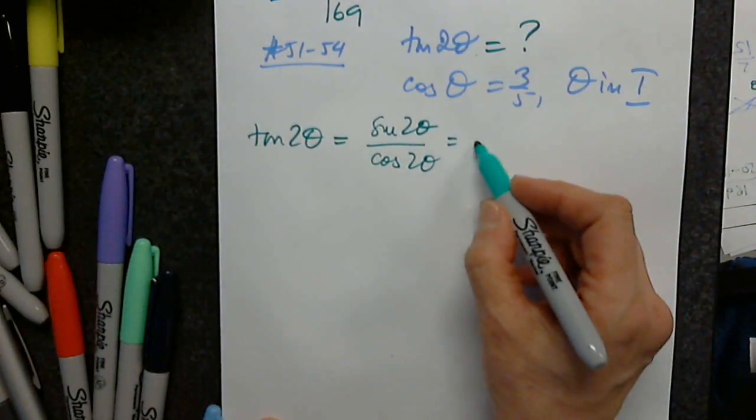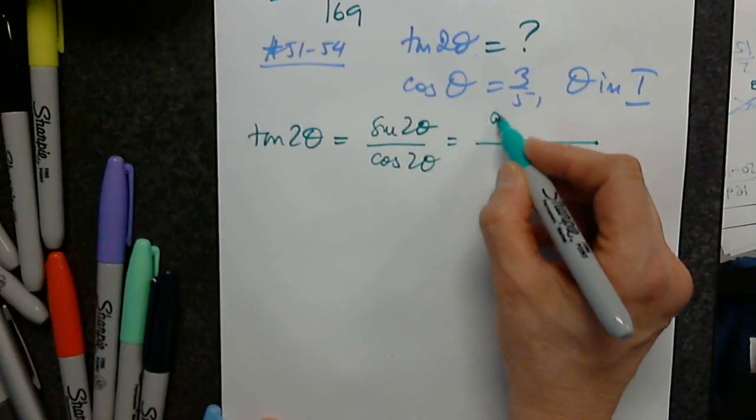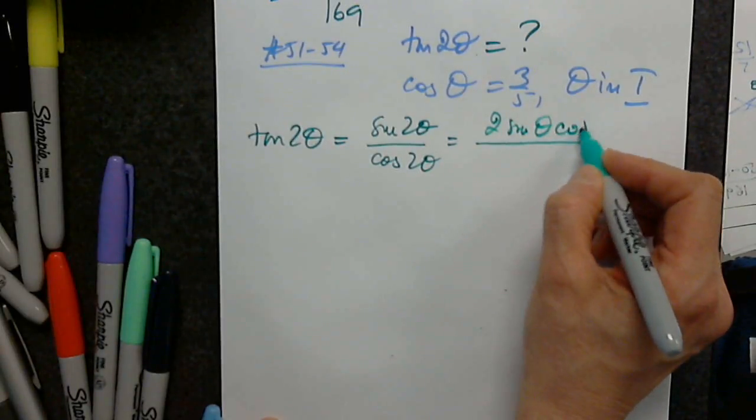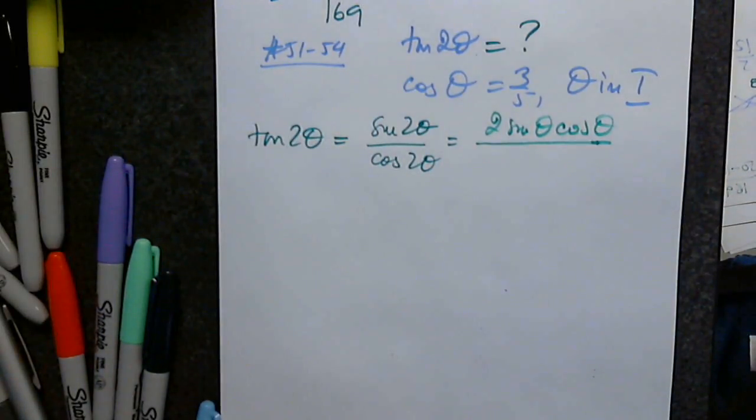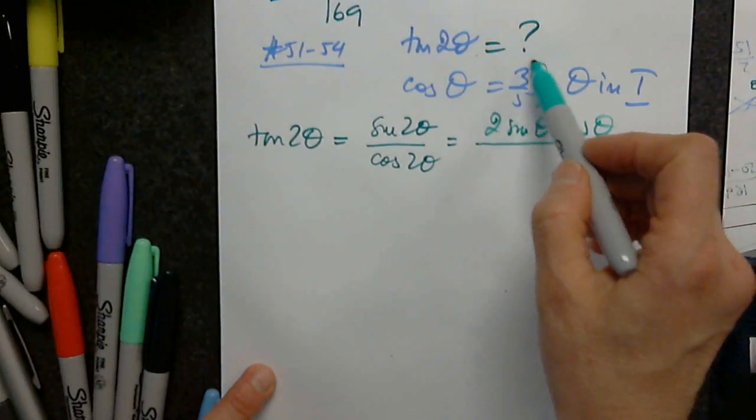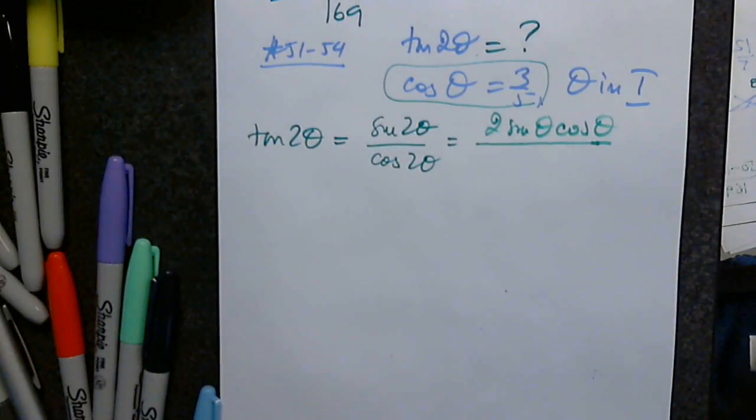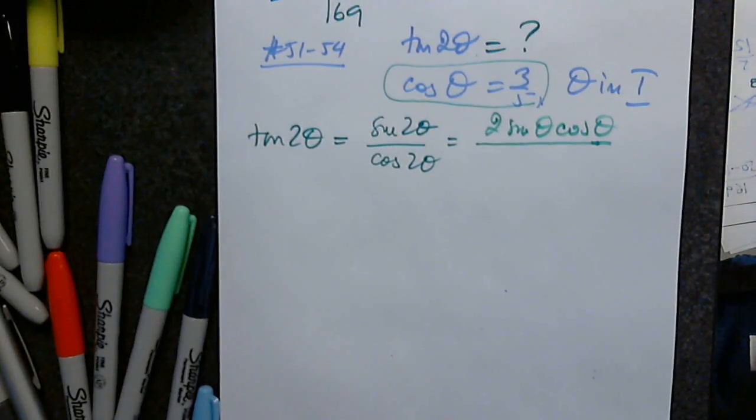I know that I have no choice for sine. So I have to write 2 sine theta cosine theta. See, I'm thinking of using what I have and not trying to find more stuff. If I don't use cosine, then I'll have to find tangent. So tangent twice theta is sine twice theta over cosine twice theta. Are we okay with that?